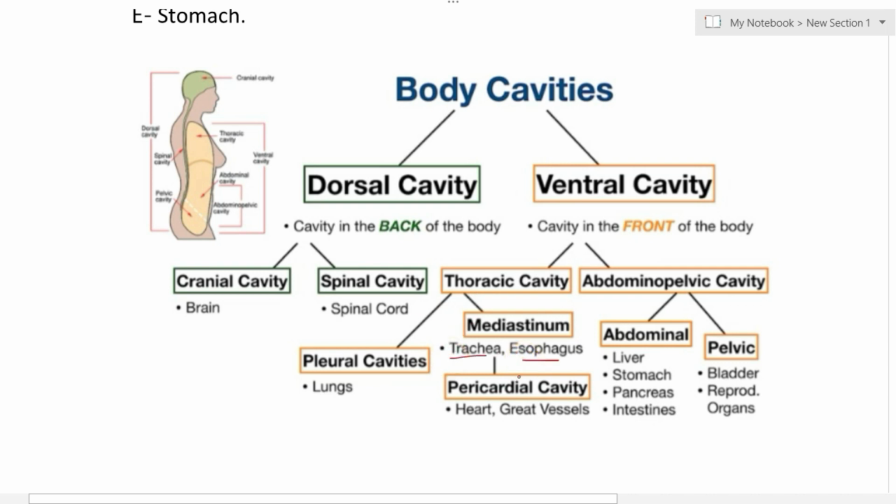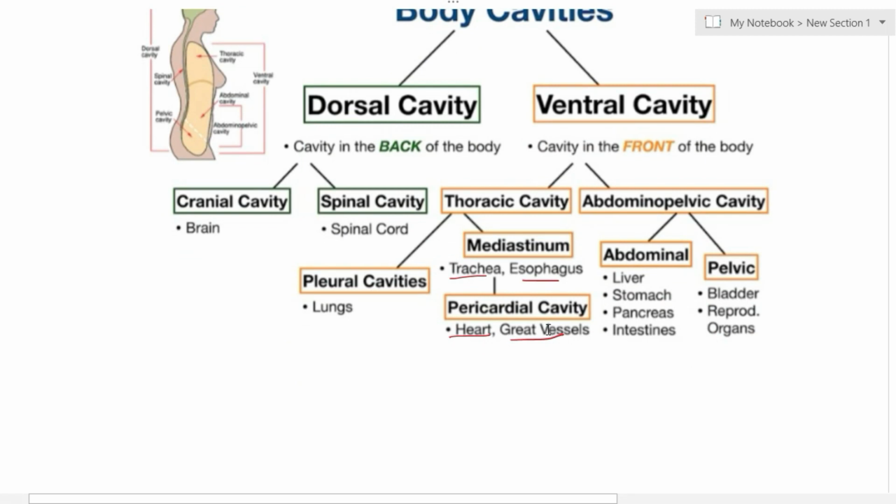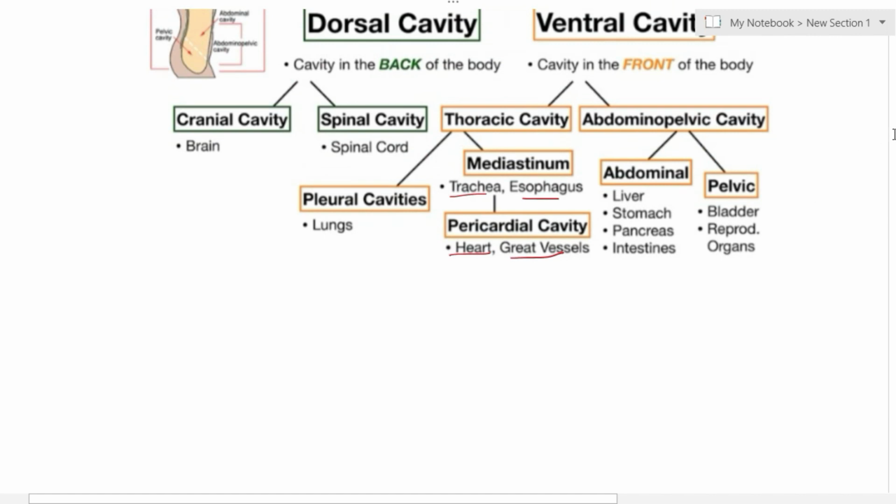Mediastinum includes trachea and esophagus. In the mediastinum itself there is a special cavity called the pericardial cavity. That pericardial cavity includes the heart and great vessels. So if the question comes and in the options there is no trachea, but there is a heart, you can opt for the heart also. If the question asks which of the following organs is present in the mediastinum, and trachea and esophagus are not in the options but heart is, you can opt for heart. Pericardial cavity is a special cavity within the mediastinum.